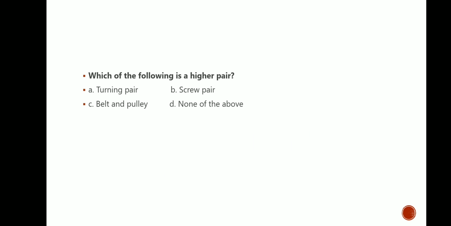Now, which of the following is a higher pair? Option A, turning pair; B, screw pair; C, belt and pulley; D, none of the above. The correct option is option C, belt and pulley. So, the higher pair is belt and pulley.